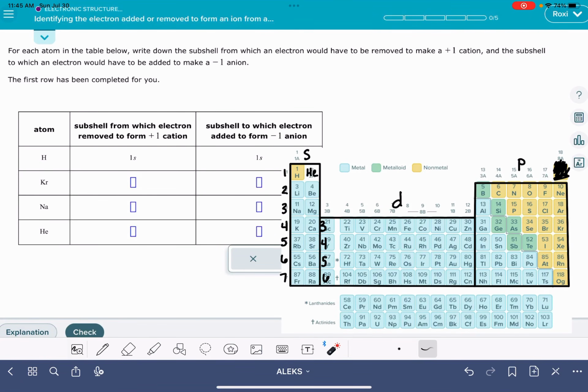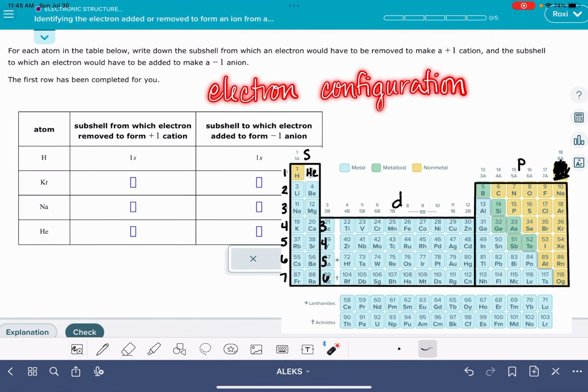In this video, I'll show you how to solve the ALEKS problem called identifying the electron added or removed to form an ion from an s or p block atom. Now, in order to solve this problem, you need to understand electron configurations. You need to know how to write electron configurations, and if you don't know how to do that, this problem is going to be really tricky. I suggest you take the time to go back and look up how to do electron configurations.